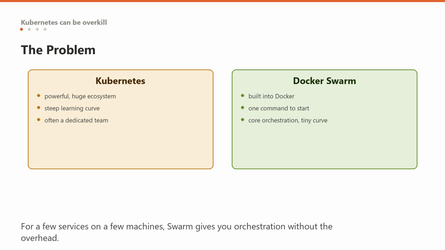Docker Swarm is the answer. It turns a group of Docker machines into a cluster with a single command and gives you the core orchestration features without the steep climb.